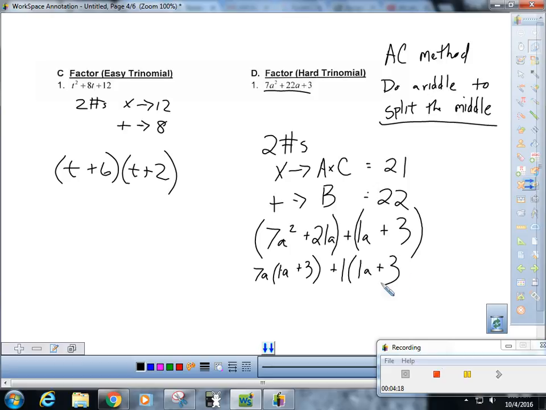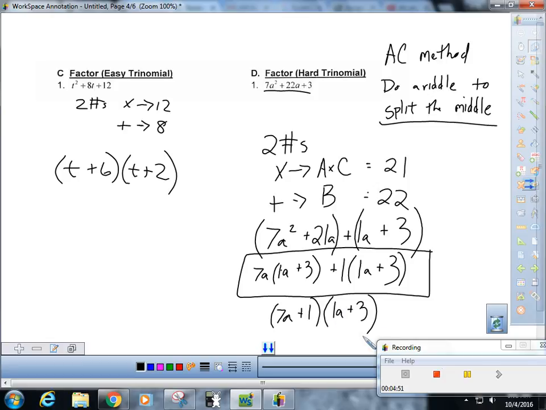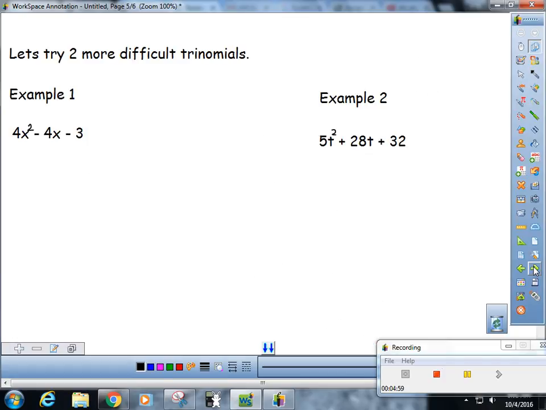And now, and we probably should have gone over factoring by grouping. Notice, sorry, this is a binomial now. You have two really, really funky terms. Here's your first term. Here's your second term. Both of the terms contain a 1a plus 3. So the answer is 7a plus 1, and they both contain a 1a plus 3. And that's how you factor a hard trinomial. It's not easy. That's what makes today's worksheet harder than yesterday's. So let's do a couple more for practice.